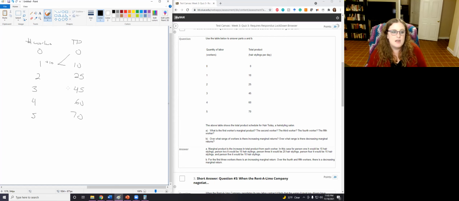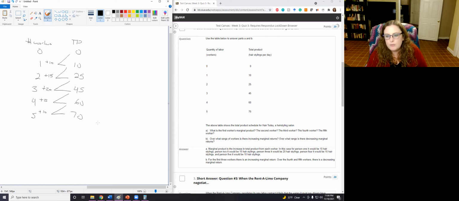We've increased by 10. When we add a second worker, we go from 10 to 25, which means the second worker has caused our total product to go up by 15. The marginal product of the second worker is 15. For the third worker, we've gone from 25 to 45. That means the marginal product of the third worker is that 20 unit increase of haircuts. For the fourth worker, we see a 15 unit increase, so a 15 unit marginal product. And then we have a 10 unit for the fifth one. So 10, 15, 20, 15, 10.